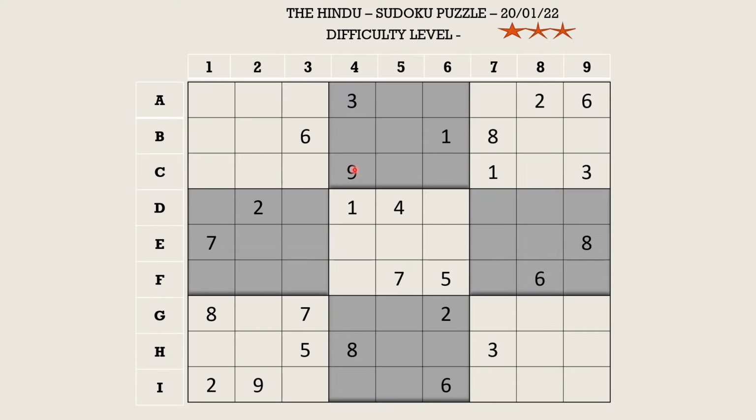There is a 6 in row B which blocks these two cells. There is a 6 in row A which blocks these two cells. There is a 6 in column 6 which blocks these cells. So C5 takes 6.